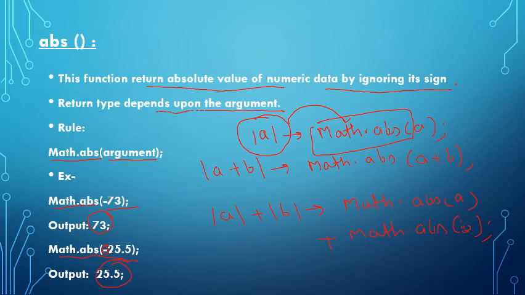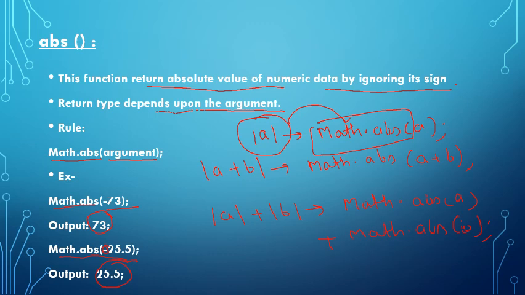So let's revise all the functions. Math.sqrt is used to find the square root of a positive number. The return type of Math.sqrt is double data type. Next function is Math.max. It gives the maximum number between the two arguments. The return type depends upon the data type of the argument. Math.min gives the smallest number between the two arguments. The return type depends upon the data type of the argument.